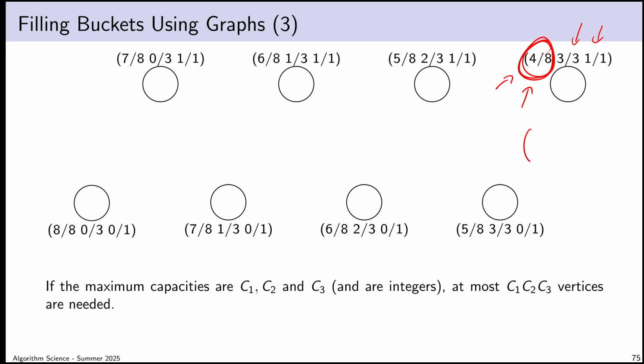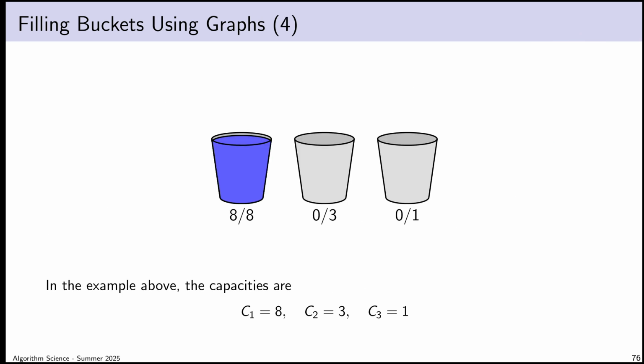But I could still create vertices for those cases. That is, I could create a vertex for the case where I have 3 out of 8, and then 3 out of 3, and 1 out of 1, even though that doesn't have the right amount of water and therefore wouldn't be relevant to my solution. I could still create a vertex for that for the sake of having easy to write code. So the capacities here are 8, 3, and 1.